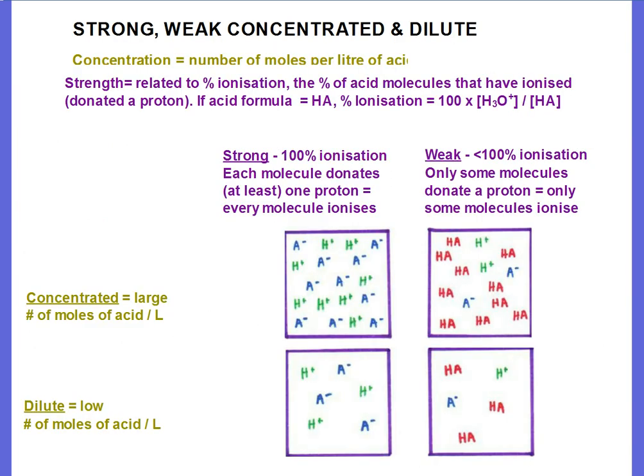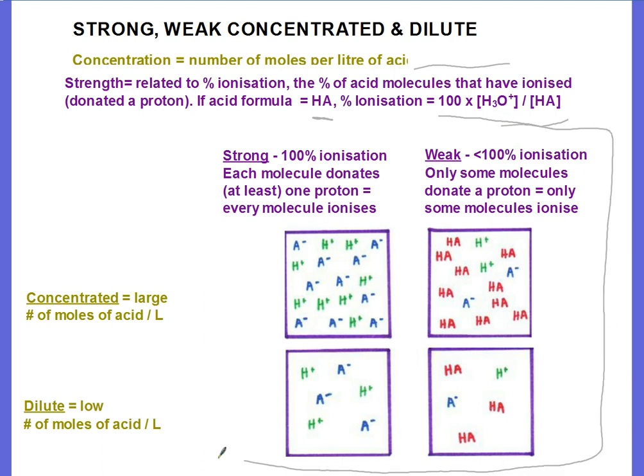Let's move on. Strong, weak, concentrated and dilute: a very important concept in chemistry. This has been cut off for some reason, but concentration is the number of moles per litre of acid in solution. Strength is related to the percentage ionization. It's the percentage of acid molecules that have been ionized or donated a proton, if you're talking about the Bronsted-Lowry theory. So if the acid formula is HA, the percent ionization is 100 times the ratio of hydronium to HA concentration.